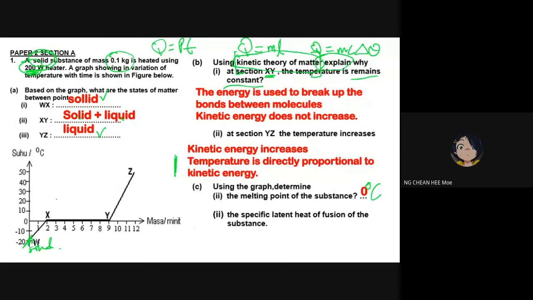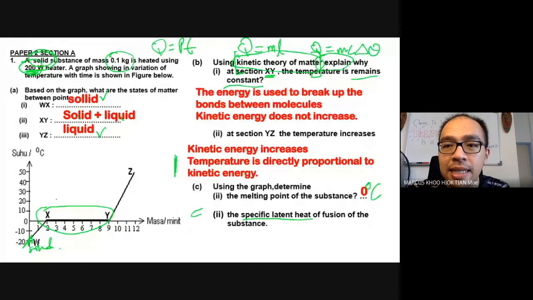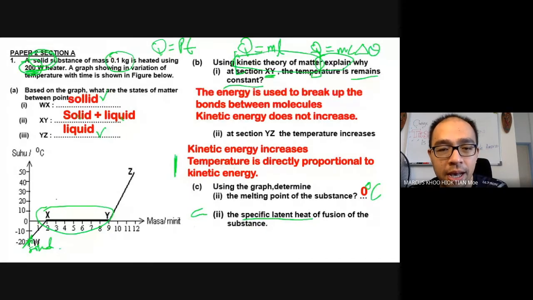XY. Oh no, okay, I know it's XY. So the specific latent heat is at this part. But I think the question is asking for what is the value of the C. Okay. So you need to use, it's okay. Sorry, what is the value of the L?